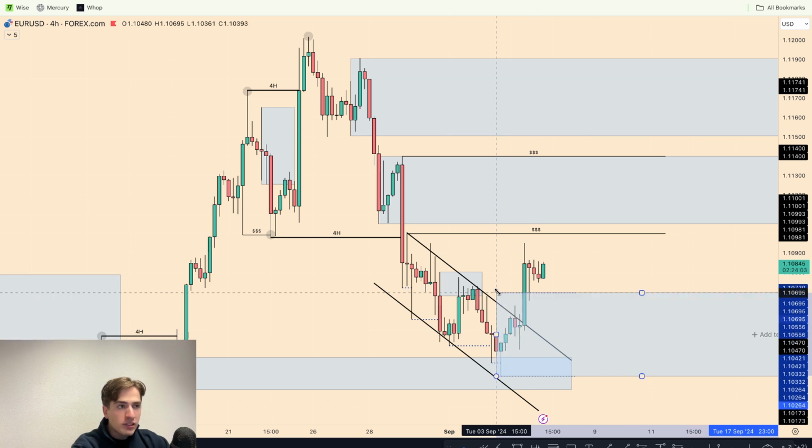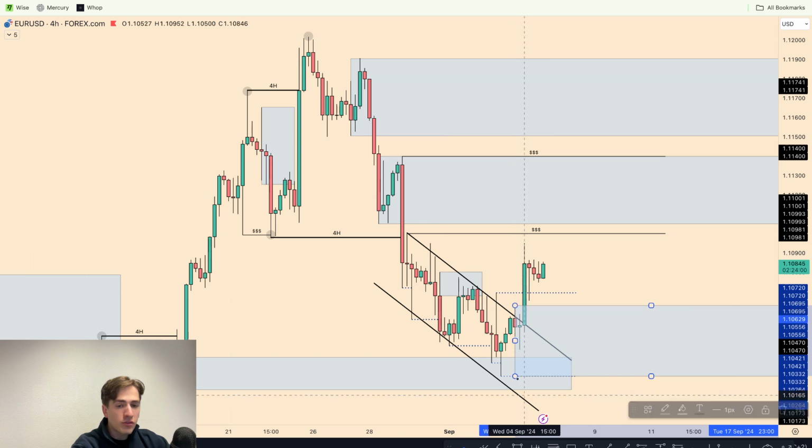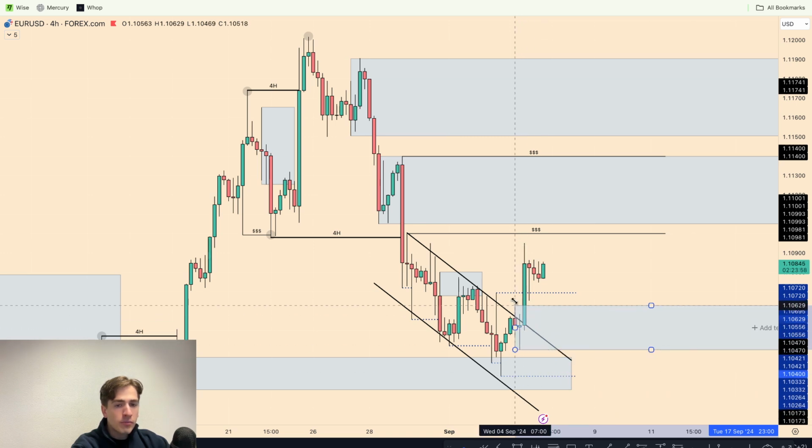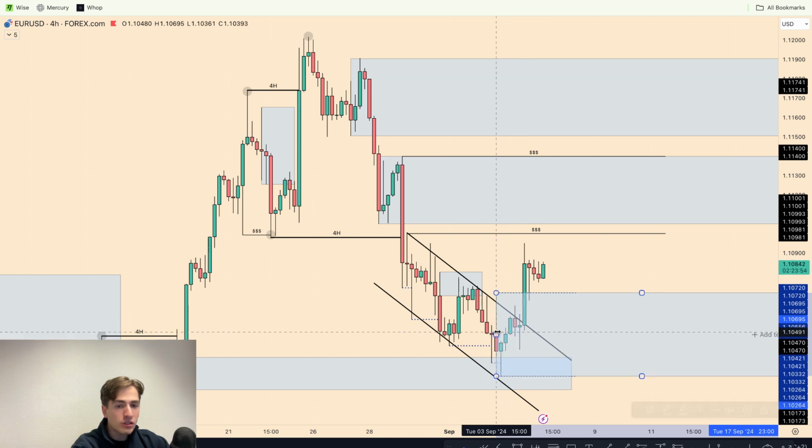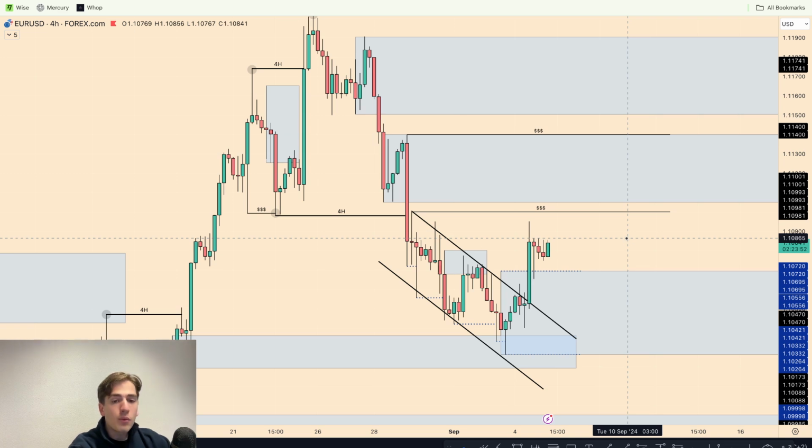Now this is your entire demand zone. Of course we could refine it simply into here, but for me this is already enough. If the 15-minute now shows me that the market is ready to continue pushing on EU, I will get into a long position on EU.